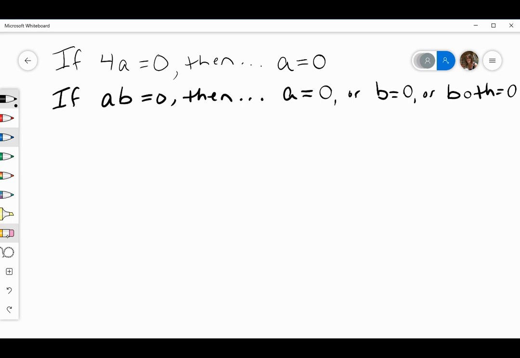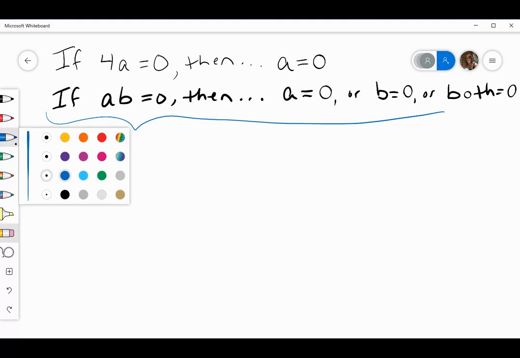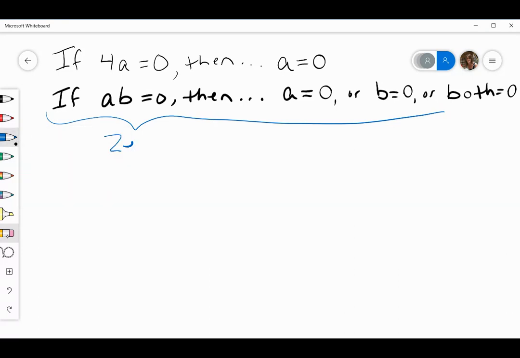Okay, and all of this is called the zero product property. And you'll see this abbreviated ZPP. I like to do a French accent for some reason when I say that.